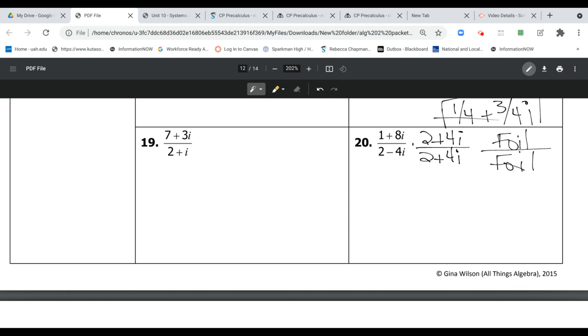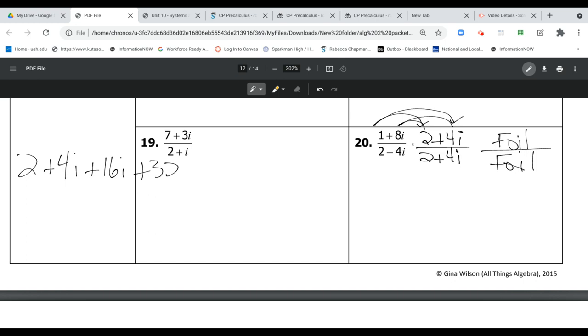So when I FOIL across the top, 1 times 2 gives me 2. 1 times 4i gives me 4i. 8i times 2 gives me 16i. And 8i times 4i gives me 32i squared. So I'm going to keep going with the top.